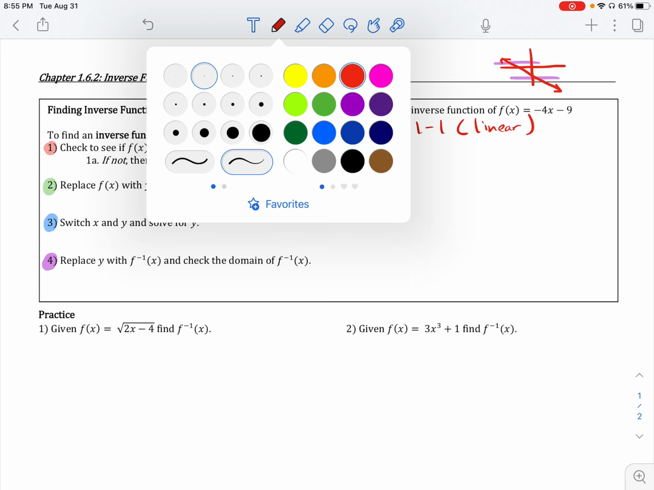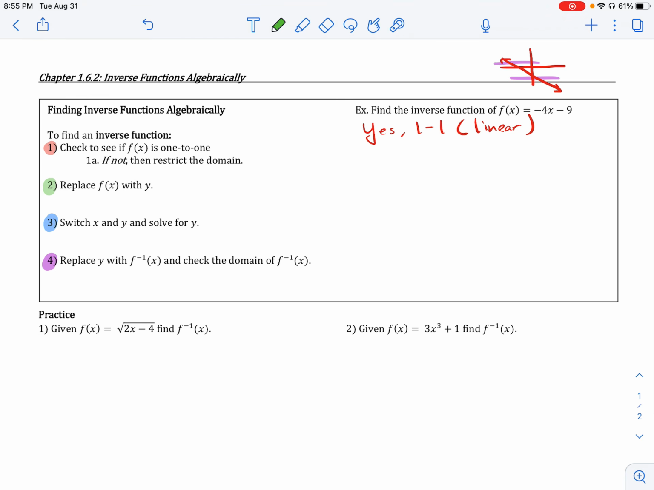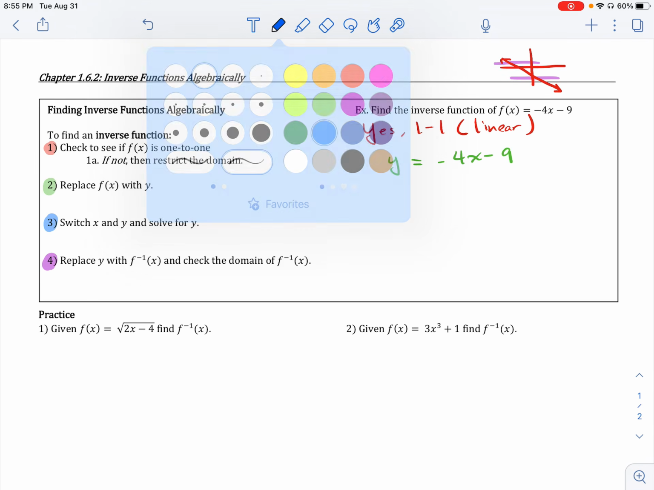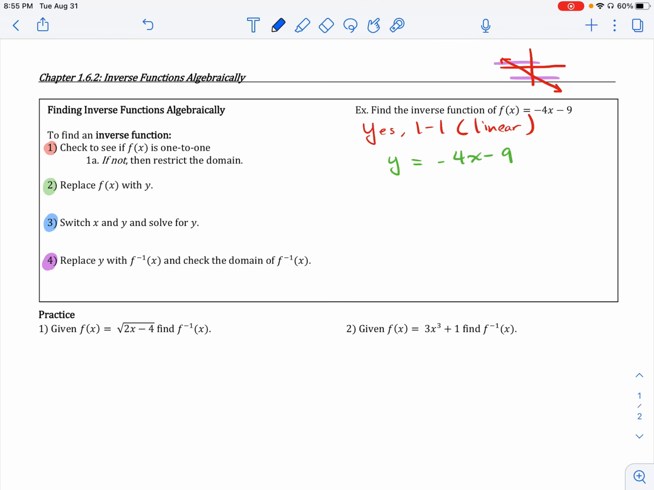All right, the next thing we're going to do is replace our f of x with y. So we're going to write this as y is equal to -4x minus 9. And now that we've done that, we're going to switch the x and the y, and solve now for our new y. So where the y once was, I'm going to write x. And where the x was, we're going to write a y there. And remember why we're doing that.